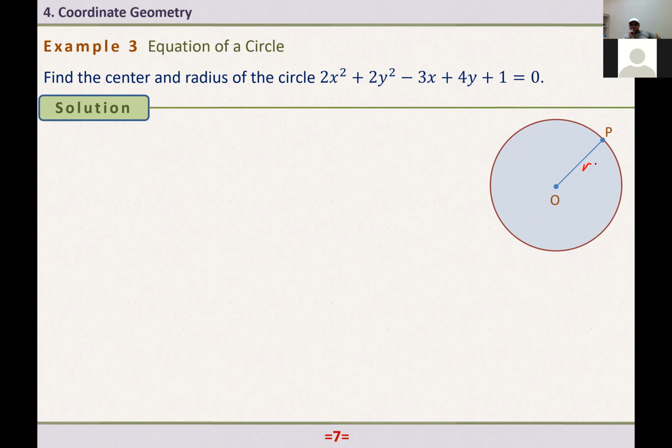Is it understood? I think so. Okay, it's just like completing the square, like in the first chapter. So here we have two perfect squares in the expression, one in x, another one in y. Okay, let's do it.